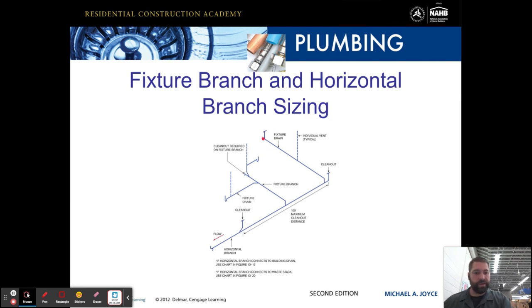And here you can see we have the fixture drain, an individual vent. We have a clean out here, and this is all coming down to the horizontal branch. Here we have another one with a trap, and this is coming down. And right here we have the vent. Here's our fixture branch coming down. Here we have another vent. This is our fixture drain coming down to our fixture branch, coming down to our horizontal branch. Here we have another clean out.